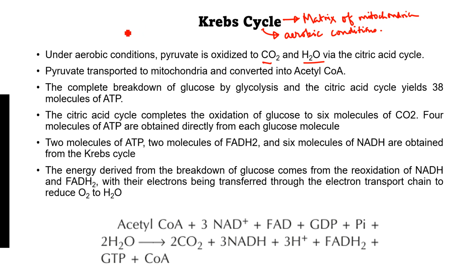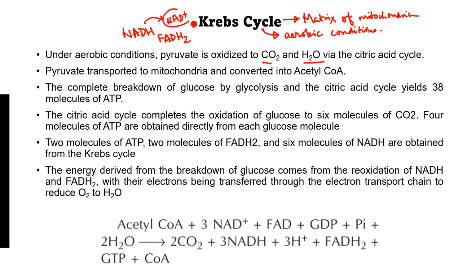So basically, yes, you are correct. So what happens? This NADH and the FADH2, which are produced in this pathway, will move to the electron transport chain, right? And in the electron transport chain, the electrons will be accepted by oxygen, and water will be produced. And this NADH will be oxidized back to NAD plus.